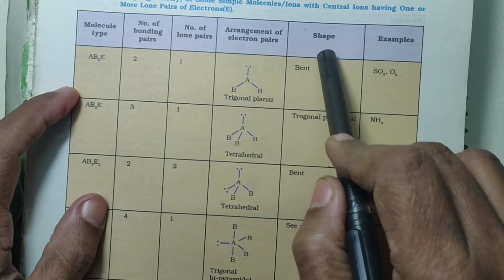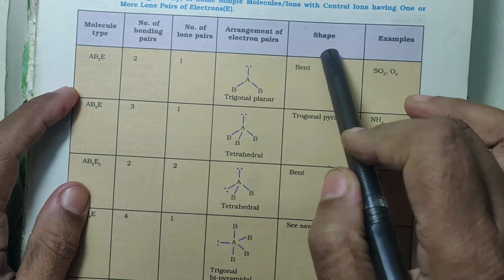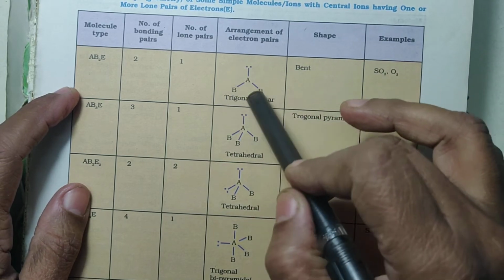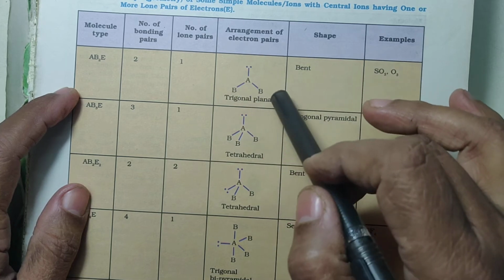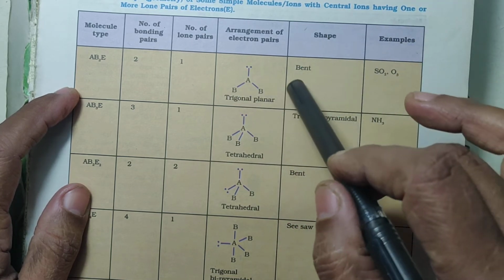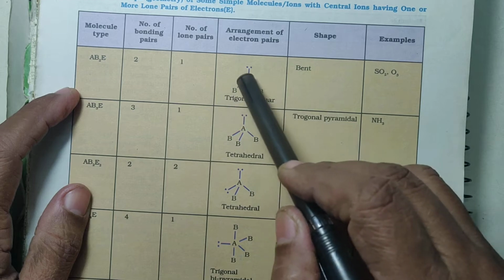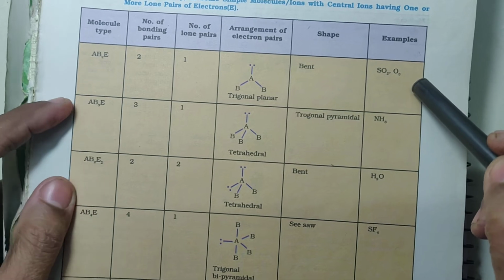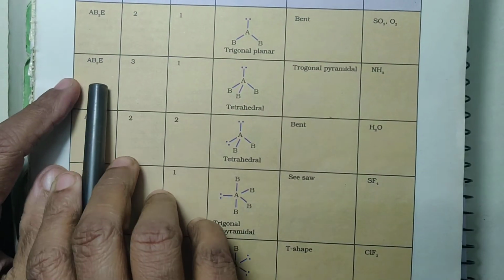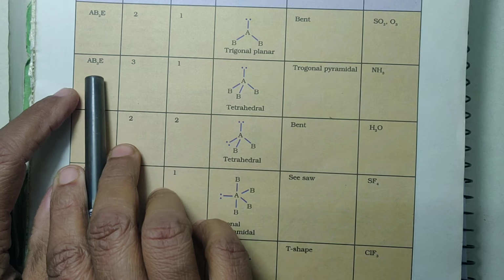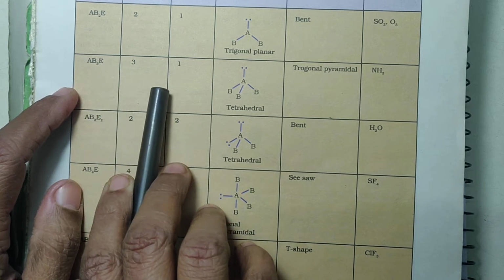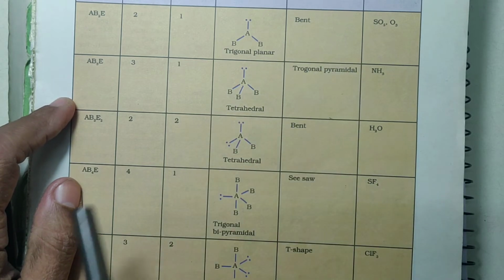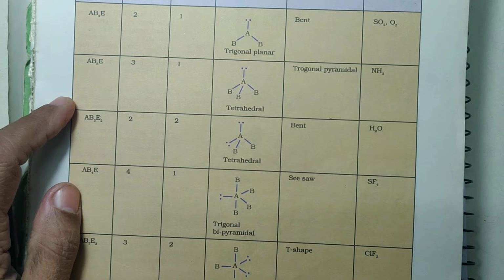Shape is given by considering only the bond pairs. If you consider both the bond pair and the lone pair, then what you call is geometry. Otherwise, shape is only AB, AB. This is bent, right? That is what is for SO2 and O3. Then you have AB3E, that is A surrounded by 3 B atoms and 1 lone pair. In that case, the shape is trigonal pyramidal and the geometry is tetrahedral.